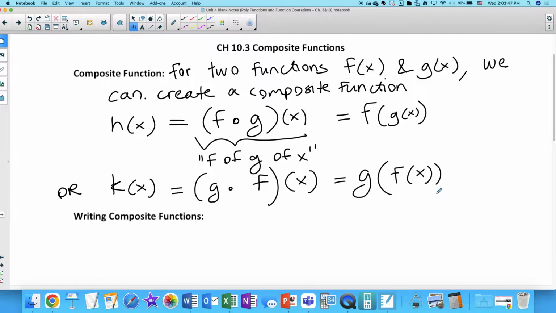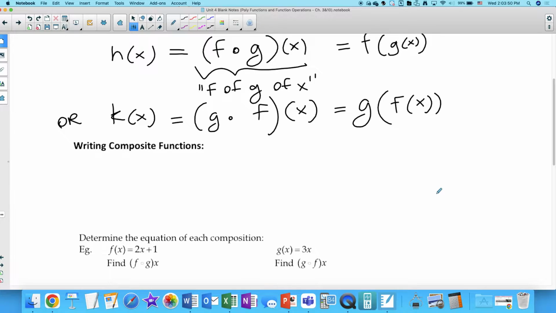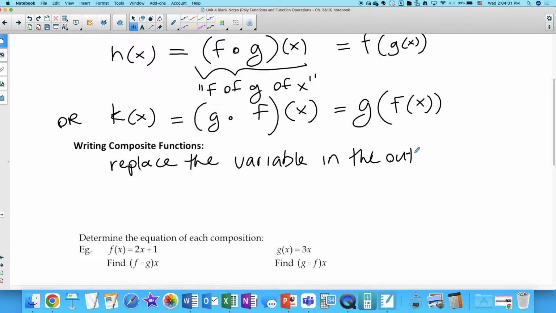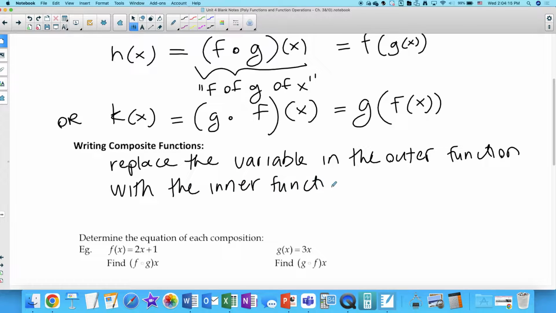Okay? When we are writing these things, essentially what we're going to do is replace the variables in the outer function with the inner function. Okay, and what I'm hoping is that this will make the most sense when we look at some examples of doing this.